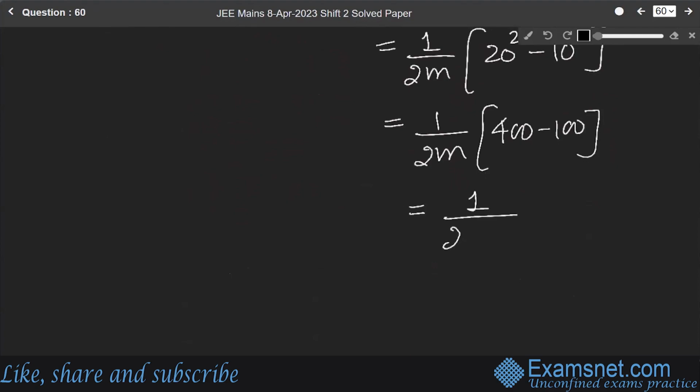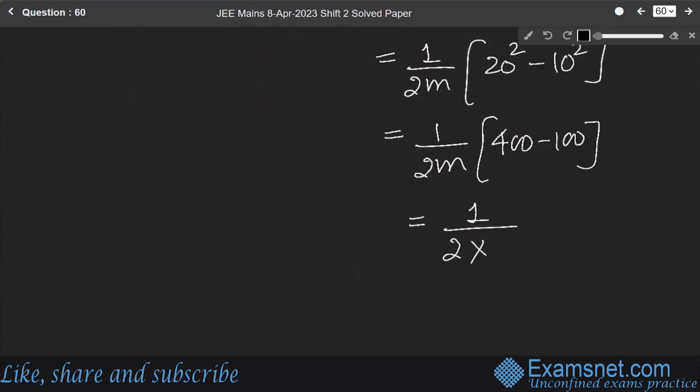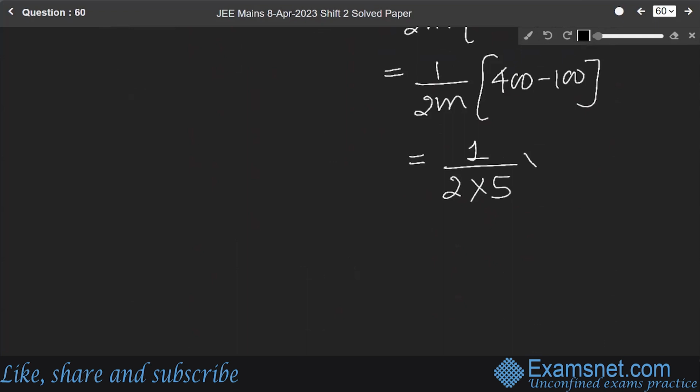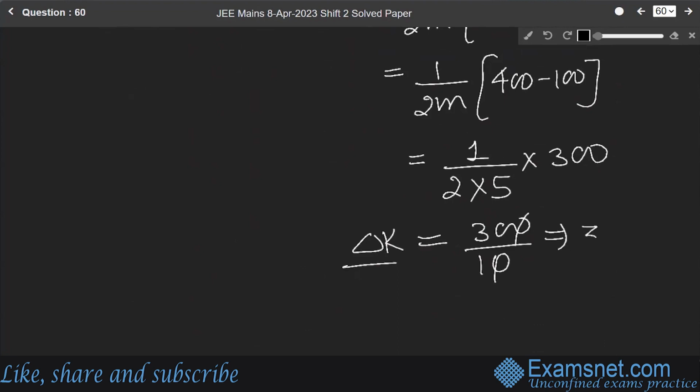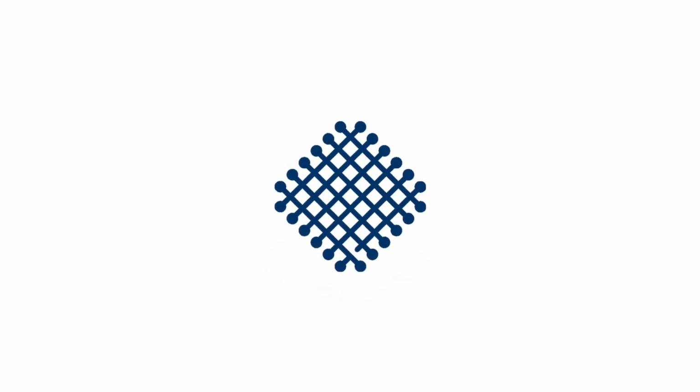Solving this, we get 2 into mass. Mass is how much? 5 kg. So 5 into 300, 300 divided by 10. So the change in the kinetic energy, delta K, will be equal to 30 joule. Okay, so the correct answer is 30 joule.